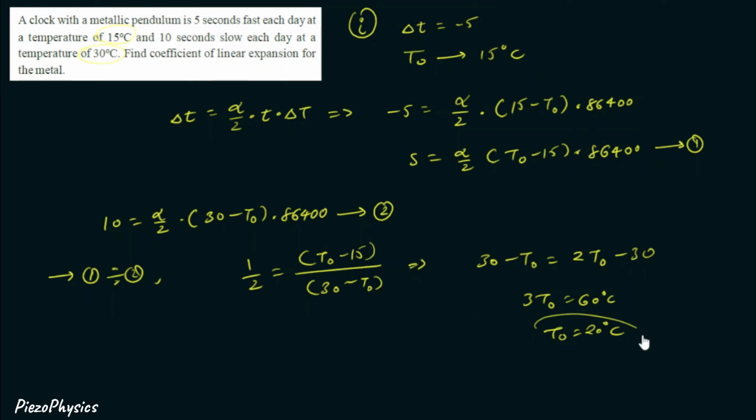Now let us put this T naught into one of the equations. From that we will get alpha equals 2.31 into 10 power minus 5 per degree Celsius. So that's how we can solve this kind of thermal expansion numericals.